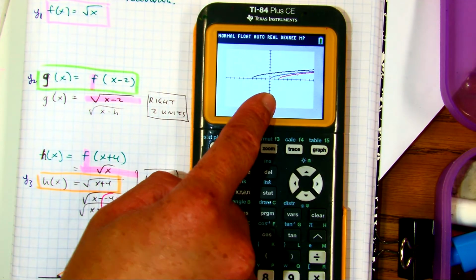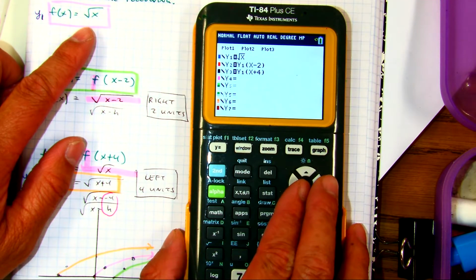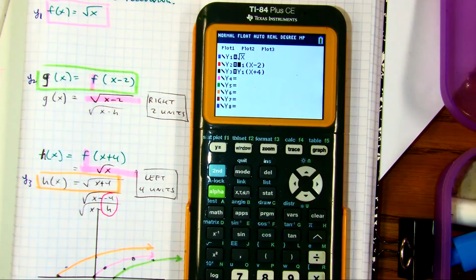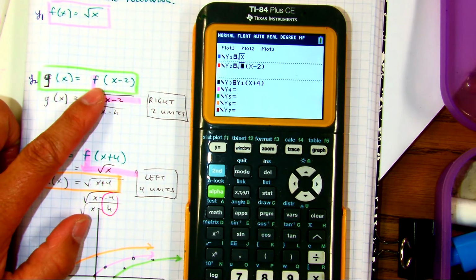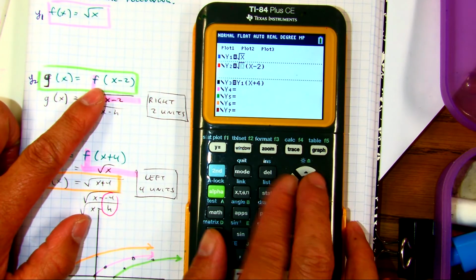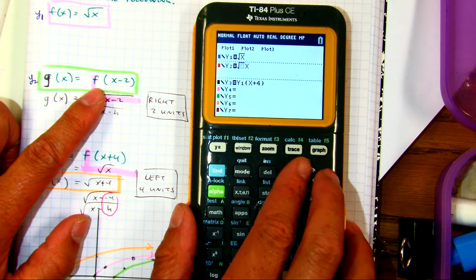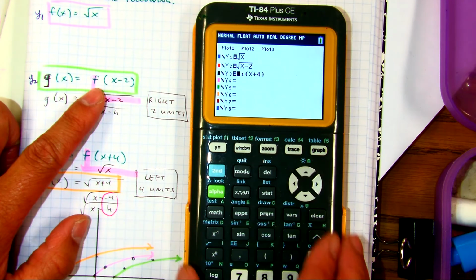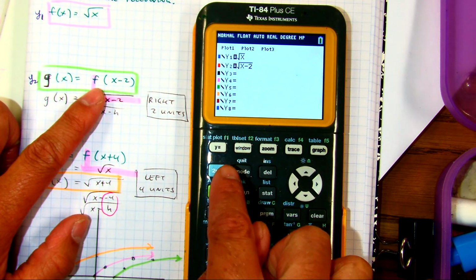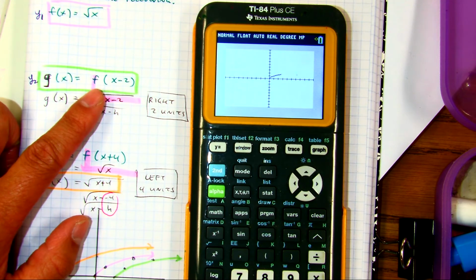Remember, I could go back and do something like this. Instead of saying y1 and then putting in x minus 2 into there, that's more of the composite function, you can just put in square root of x minus 2. And it'll still work. Does that make sense? As long as you understand what you're doing. It's the same thing, right?